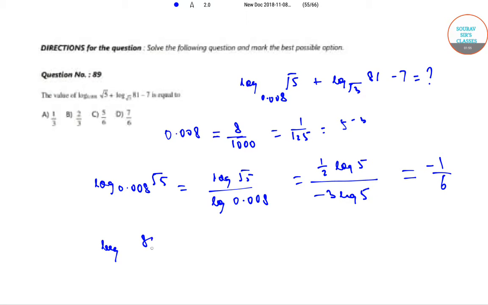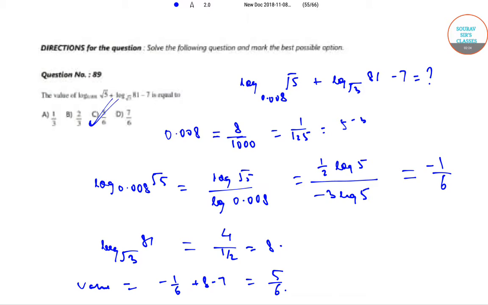And log 81 root 3 base root 3 is similarly equal to 4 by half, that is equal to 8. So the value of the resultant expression is equal to minus 1 by 6 plus 8 minus 7, that is equal to 5 by 6. So option C is the correct answer.